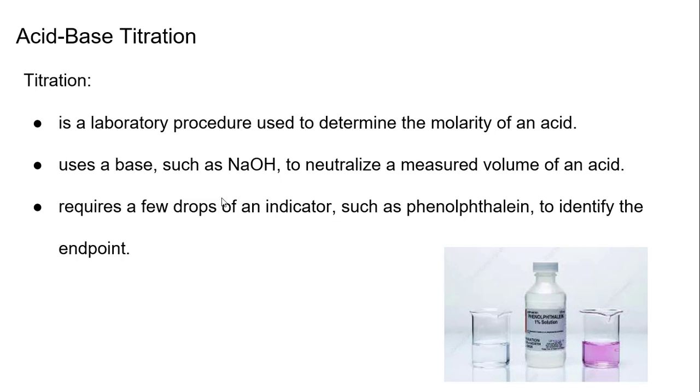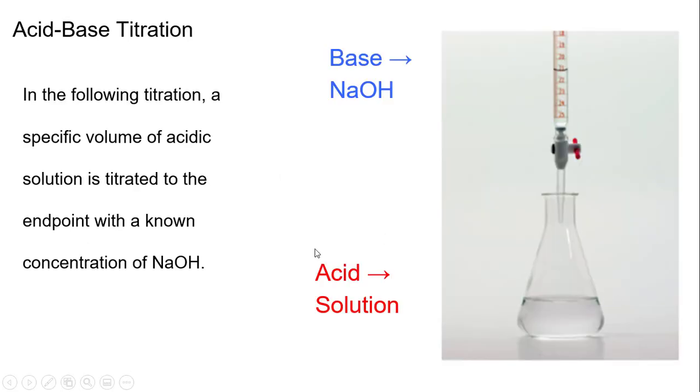You would add a few drops of indicator. And here you can see that this is phenolphthalein. It is clear in acidic conditions, and it turns pink and into almost a dark purple as the base increases. And we're going to do this to an endpoint, which I'll talk about in a little bit.